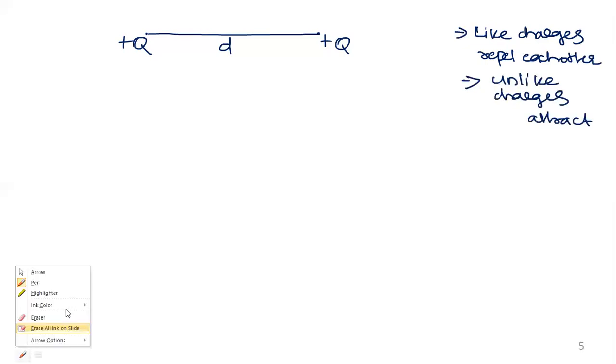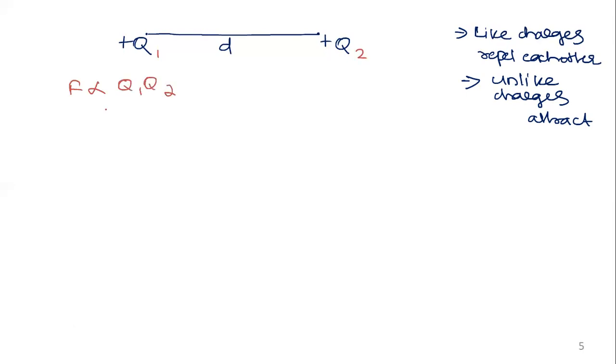Okay, so moving ahead, I will just change the color. So this is Q1 and this is Q2. F is proportional to Q1 Q2, and the same F is proportional to 1 by d square. So one more time I will just say Coulomb's law states that the force between 2 point charges.